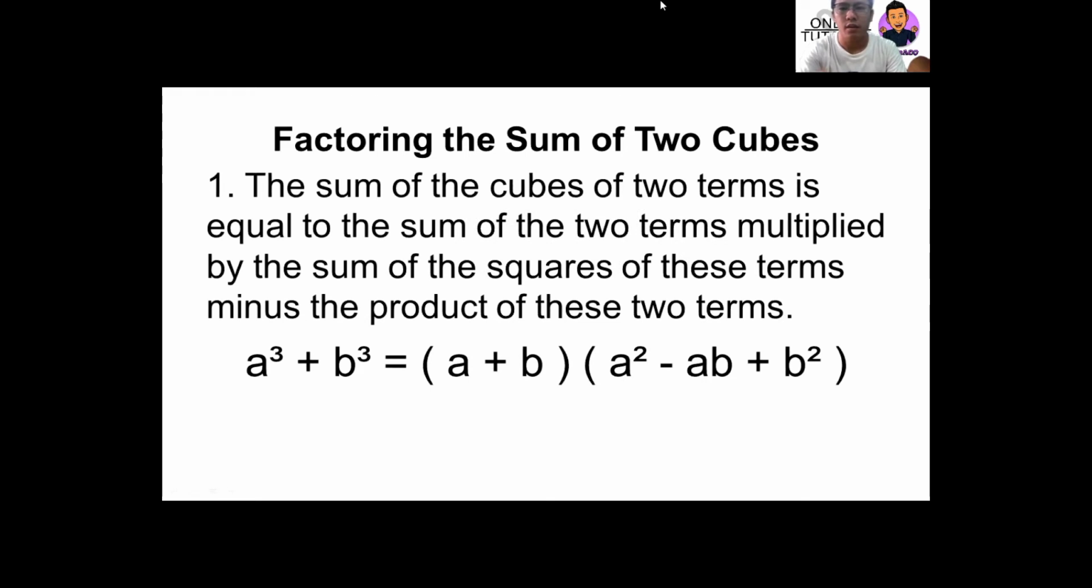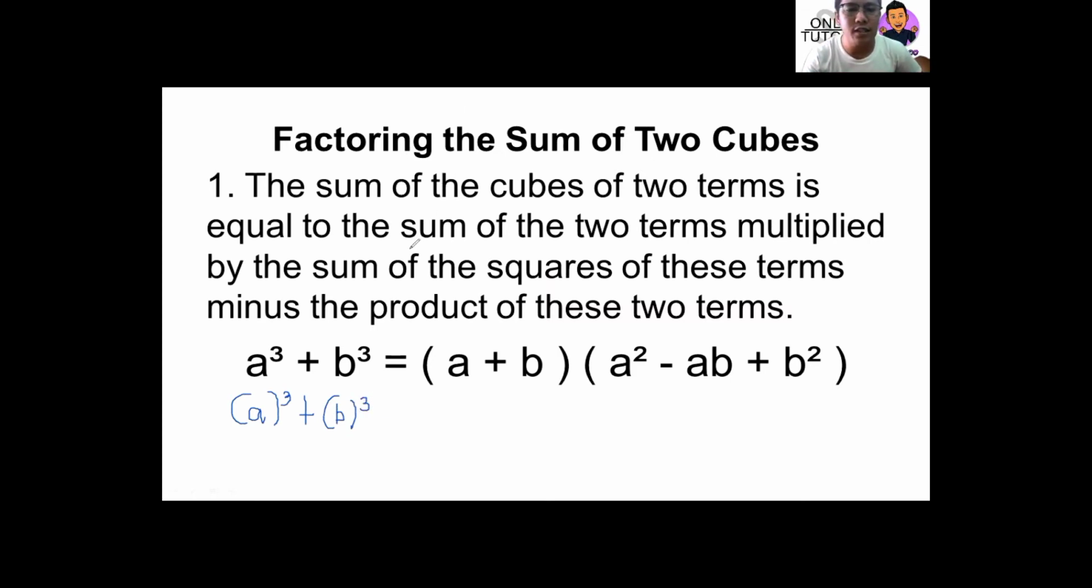Okay, so the first is the sum of two cubes. The sum of two cubes of two terms is equal to the sum of the two terms multiplied by the sum of the squares of these terms minus the product of these two terms. So, to factor the sum of two cubes, we have a cube plus b cube. So this is the sum of two cubes. So we have to find the cube root of a. So we can write this as a cube, and then b cube as b cube.